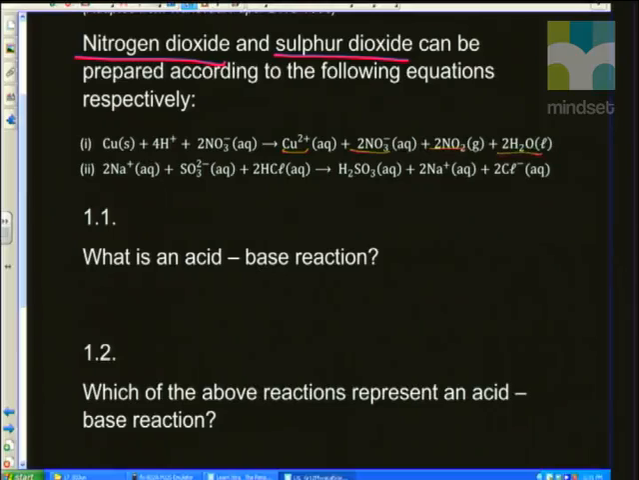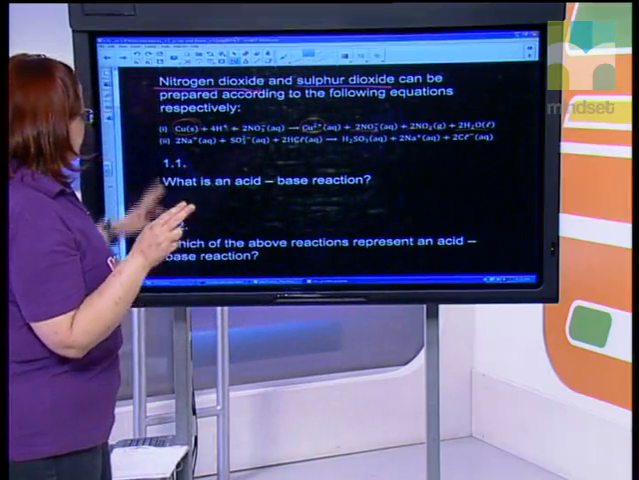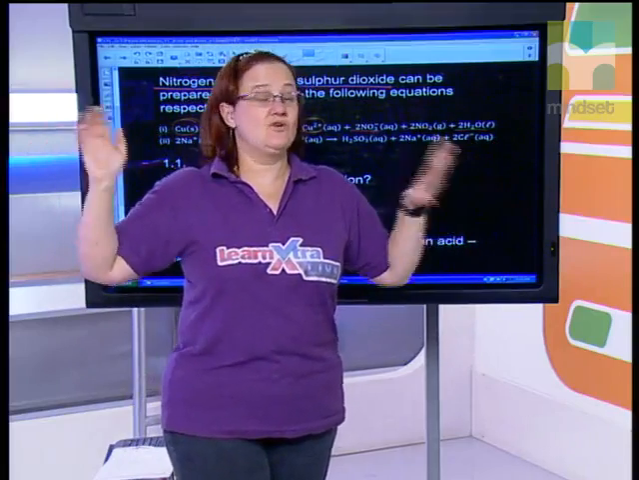Another thing we need to look at, this little bit of remembering stuff from grade 11: the copper over here has no charge. The copper over here is now 2+. The copper lost 2 electrons. And the hydrogen over here, the H+, doesn't actually do anything. So first of all, I've got a loss of electrons here. There's a change in oxidation number. That immediately tells me it can't be acid and base. So it can't be number 1.